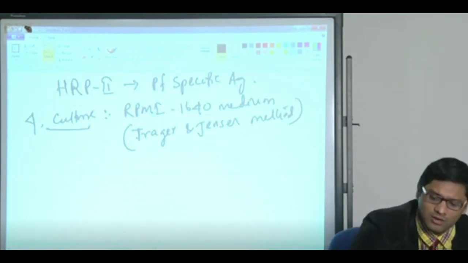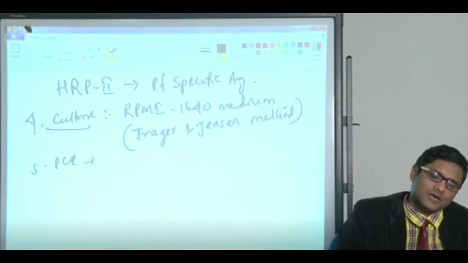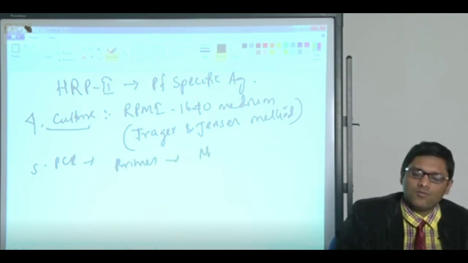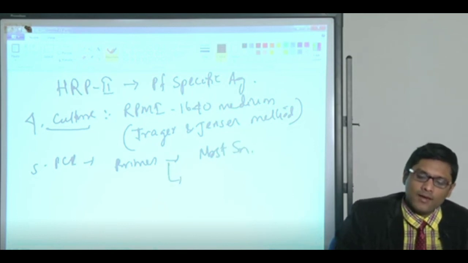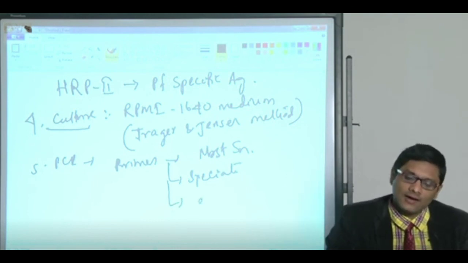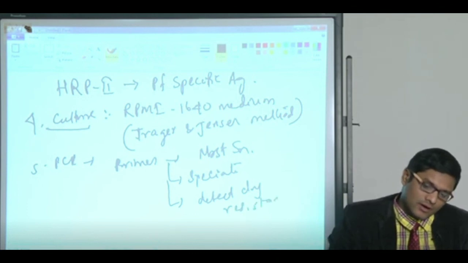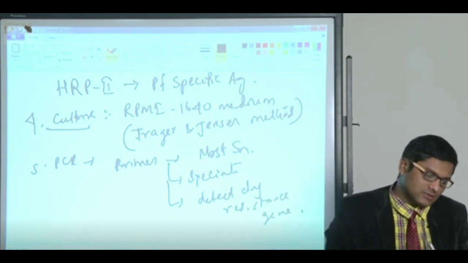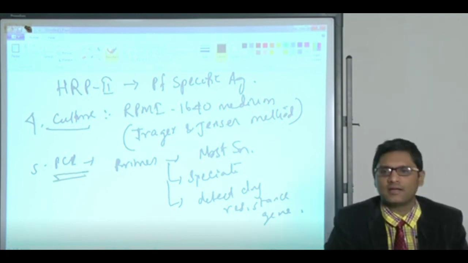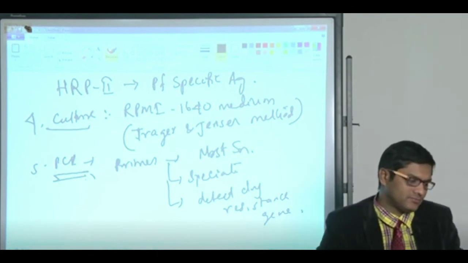Fine. So, this is all about the, and of course PCR, the last diagnostic tool is PCR using the various primers, and PCR is most sensitive. It can speciate all the 4 species, as well as it can detect the drug resistance gene. Hence PCR is quite useful, but because it is sophisticated, it is very difficult to perform. So, it is again limited only to the higher centers.